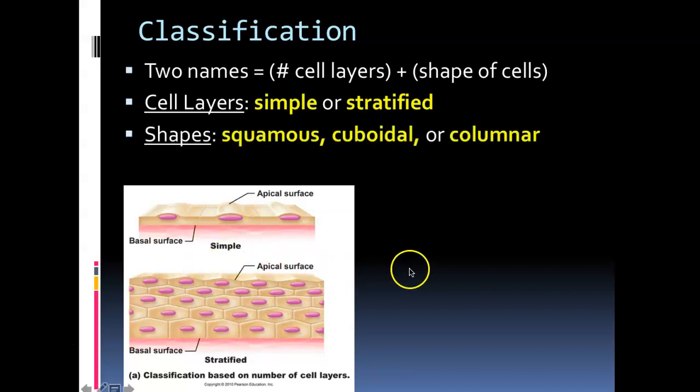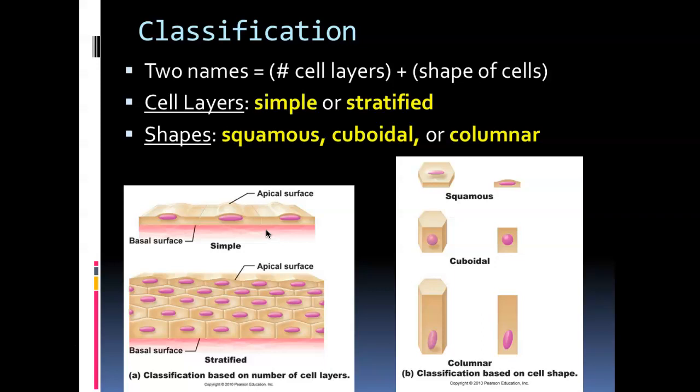And then you would have simple, most likely in your lungs. And the reason for that is you want oxygen and carbon dioxide to diffuse across. So you don't want multiple layers because then it would be too difficult. You want a single layer for gas exchange to occur. So this kind of goes back to that whole form fits function type of deal that we talked about in the beginning.